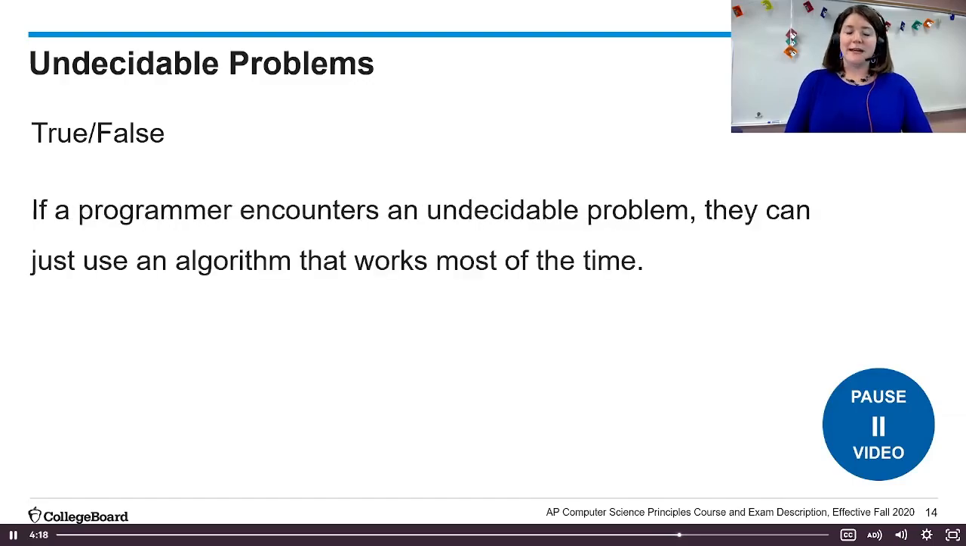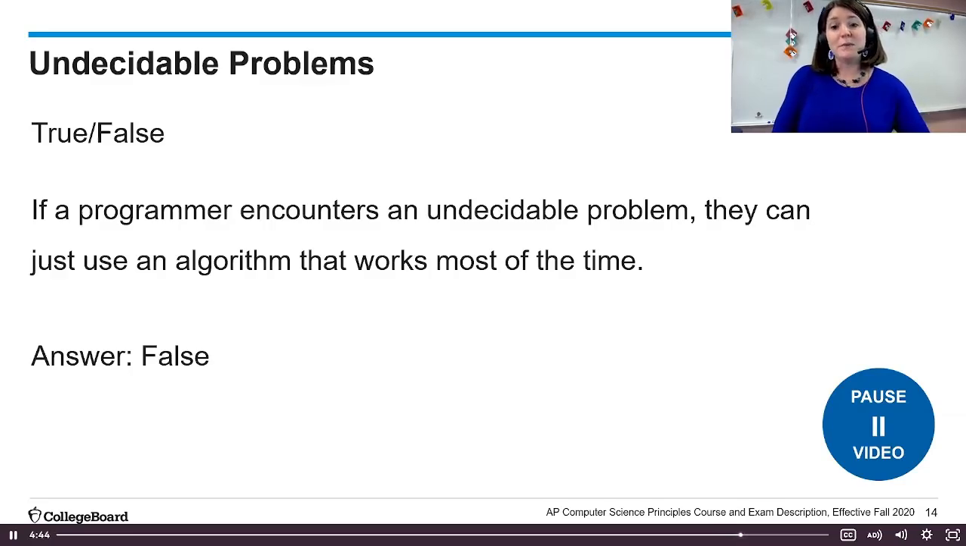Here's another one. Again, if you'd like to pause the video before I go over the answer, you should do that now. True or false? If a programmer encounters an undecidable problem, they can just use an algorithm that works most of the time. The answer here would be false, because an algorithm that works most of the time doesn't cut it when it comes to trying to solve a problem. So if a programmer encounters an undecidable problem, they will need to come up with another way to decide what to do with the problem, because an algorithm that works most of the time is not a good way to go.